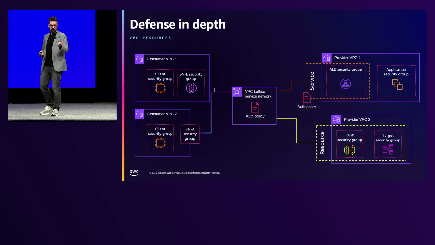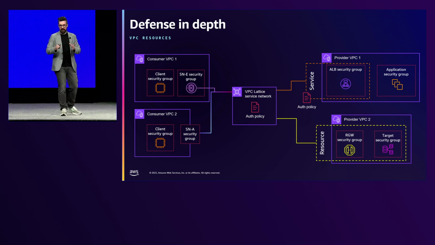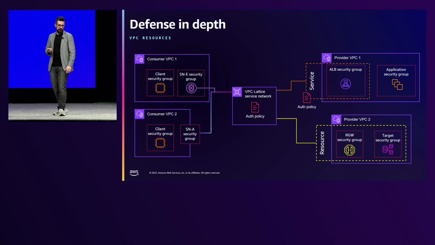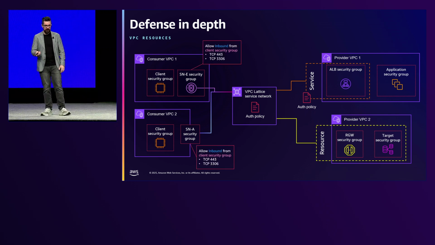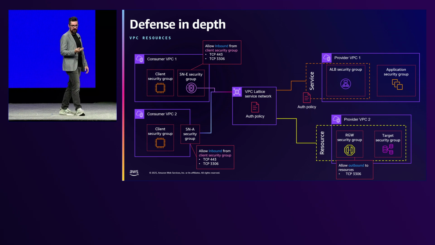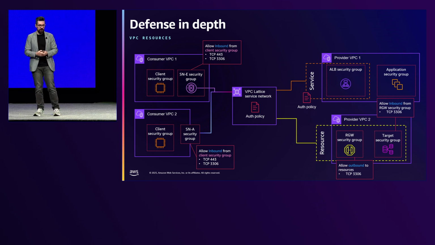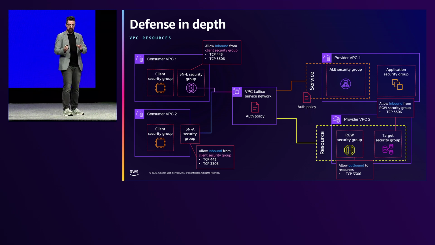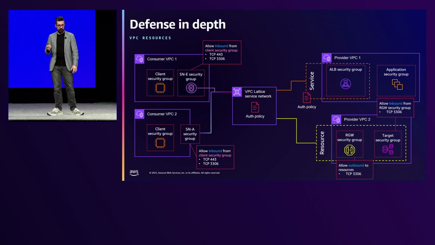Now, for VPC resources, this is going to be a little bit different, because remember, our auth policies are not going to be evaluated for TCP/VPC resources. So we'll still have our security groups on the client side, and on the provider side, we'll need to allow outbound traffic from our resource gateway to our resources. And in this case, my target security group, I'll need to allow inbound traffic.